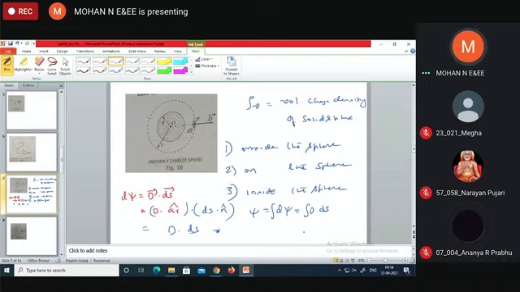Next, D is constant over the surface. So obviously it is the integral of dS. So what is the area of the spherical Gaussian surface? What is the area of the Gaussian surface? Any idea? What is the area of the Gaussian surface? That is a sphere.